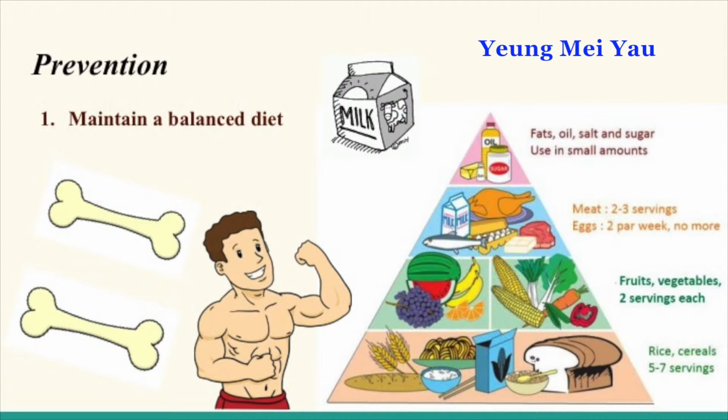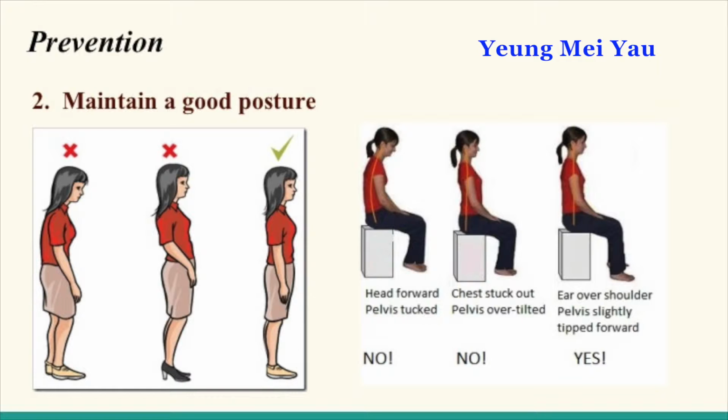The first prevention of scoliosis is to maintain a balanced diet, including intake of adequate calcium-rich food such as milk and milk products. They can make our bones become stronger. The second prevention is to maintain a good posture. Maintain a good posture when standing and sitting.